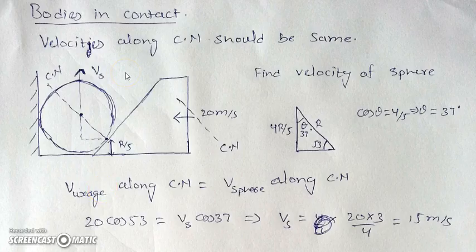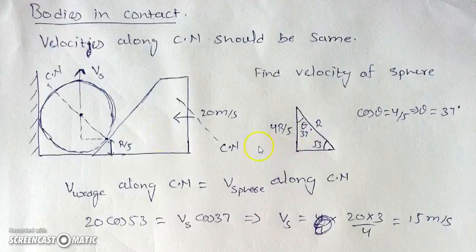The next type of constraint is the velocity constraint. When two bodies are in contact, velocities along the common normal should be the same. So the wedge is pushed with a velocity 20, we have to find the velocity with which a sphere will move in the upward direction.